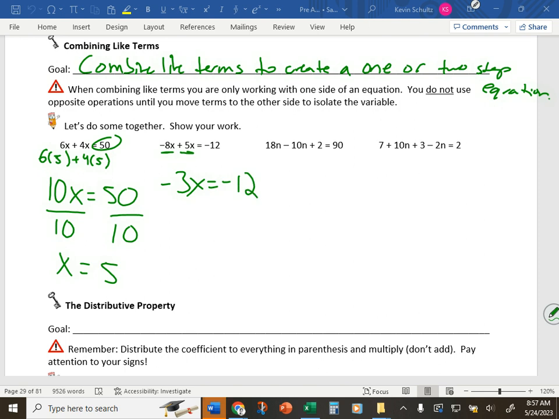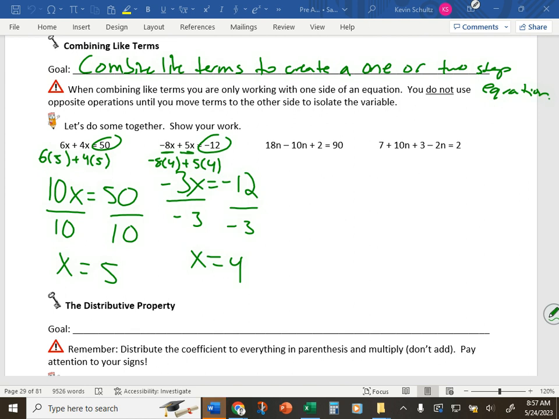And once again, we've created a one-step equation for ourselves. Now we move to the solving phase, divide both sides by our coefficient, divide both sides by negative 3, and x equals positive 4. Which, again, checks, right? If you have negative 8 4s, that's negative 32. You add 5 4s to that, that's 20. And negative 32 plus 20 does equal negative 12.